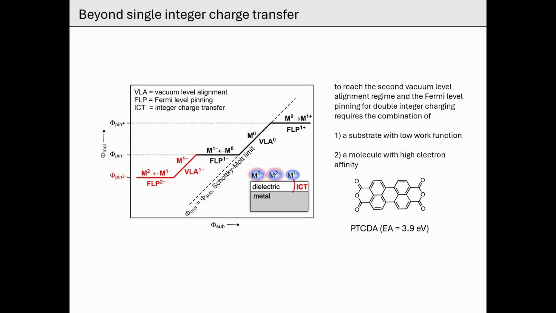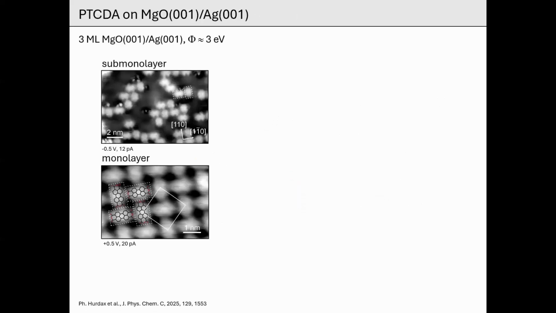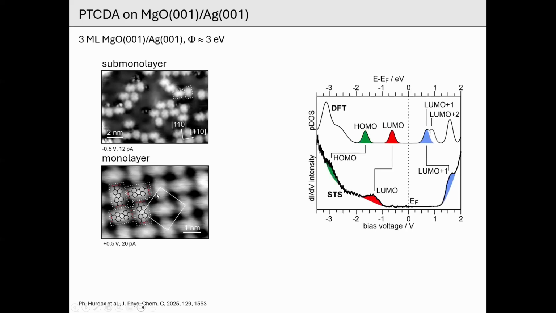But the other option is that we change something on the molecules. This charging depends not only on the work function of the substrate, but also on the electron affinity of the molecule. And we could simply choose a new molecule with a higher electron affinity than pentacene. And this is actually PTCDA that we took, which has an electron affinity of 3.9 eV in the gas phase, which is really high. And then we can simply do the same experiments. We did some STM. Here we have, well, a nice monolayer. You see here the structure. It's called a T-type arrangement.